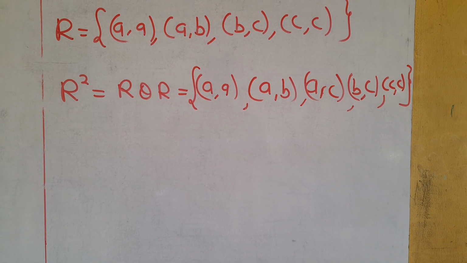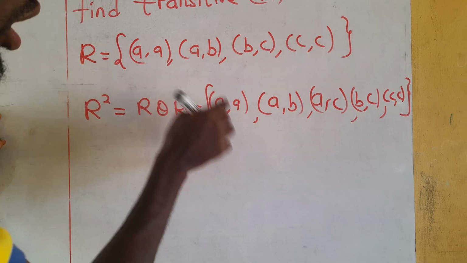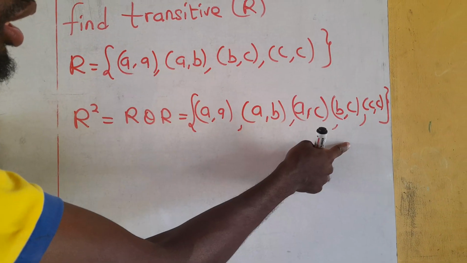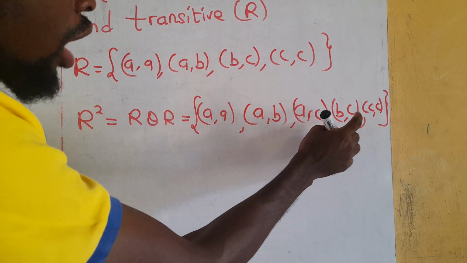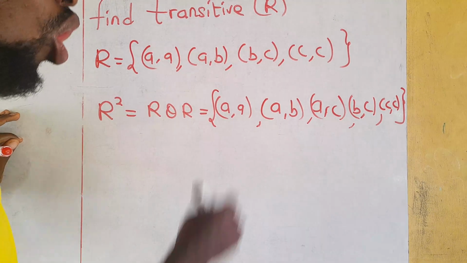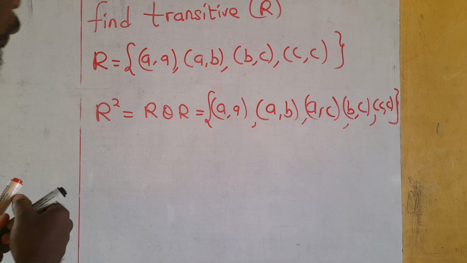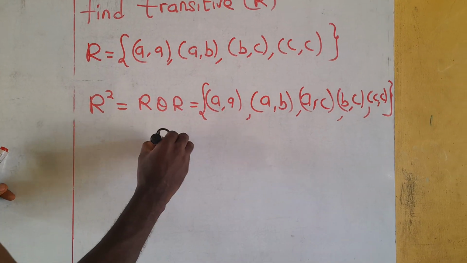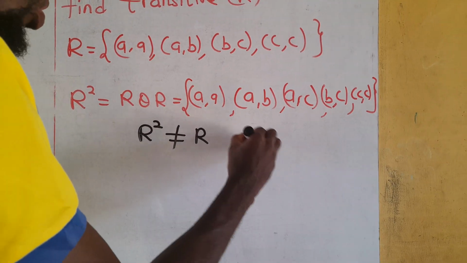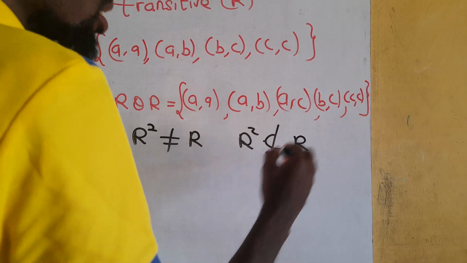So we proceed to check whether R squared is equal to R. So we check. We have AA here, AB here, AB here. BC is here, BC is here. CC is here, CC is here. Well, we have AC here, AC is not here. So they are not equal. So we conclude that our R squared is not equal to R, or R squared is not a proper subset of R.